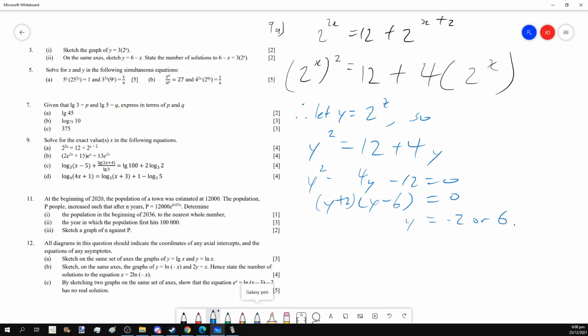And of course, if you recall, we said y equals 2 to the power of x, and 2 to the power of x is an exponential. If you remember your exponential graph, it will be greater than 0. So we will only accept 2 to the power of x equals 6. We will reject negative 2. From here, x will clearly be log base 2 of 6. Convert the exponential form into logarithm form, and we are done.